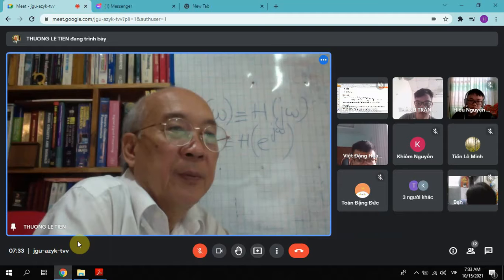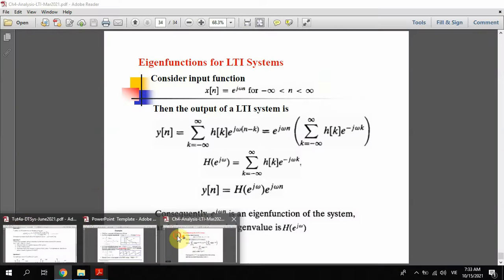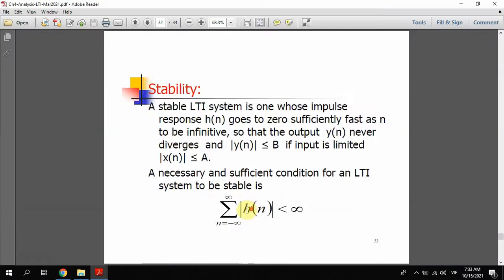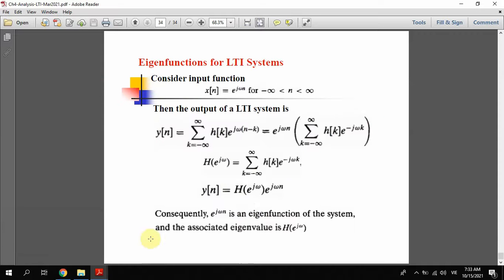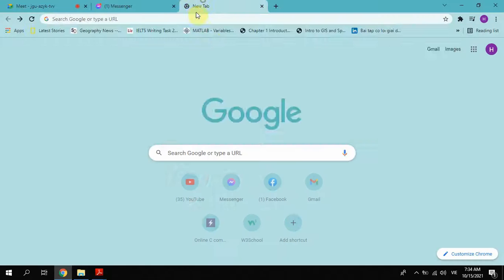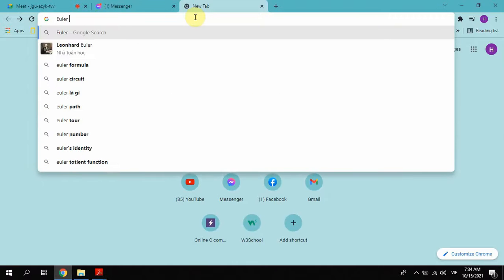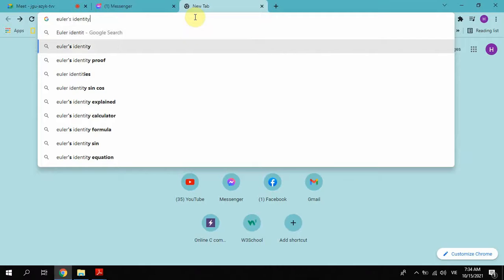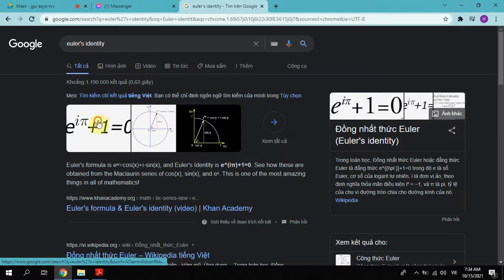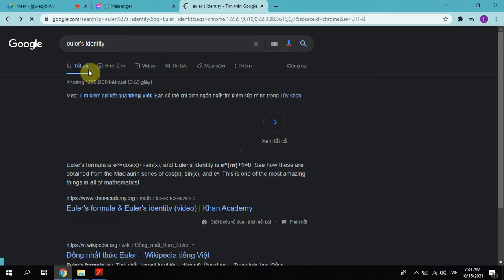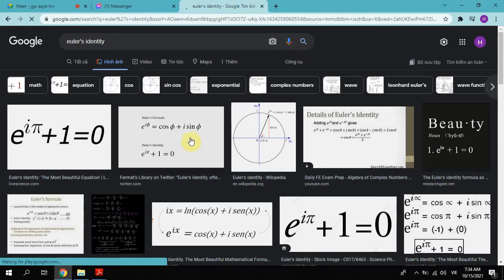Now, what formula do you have to use to convert the cosine function into the forms of e to the power of j omega? What is the famous name of the formula? Do you still remember, Tan? Euler, yeah, the Euler identity. We can say that is the Euler formula or Euler identity. Do you still remember the formula?